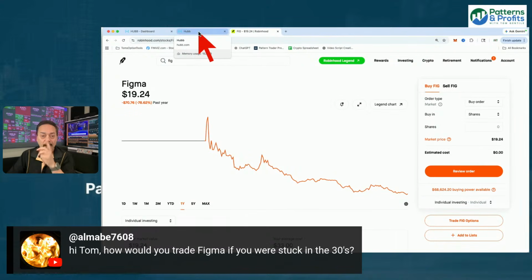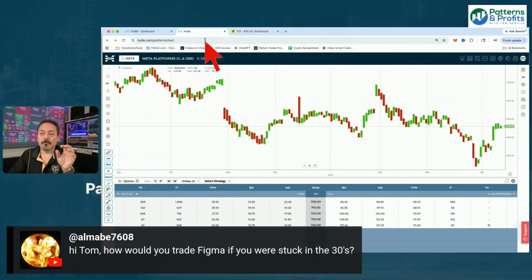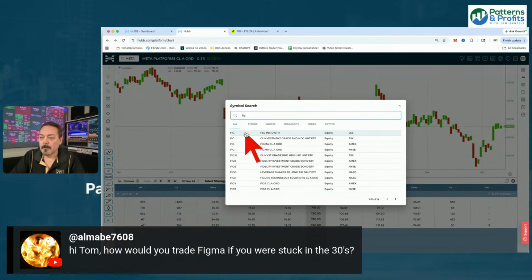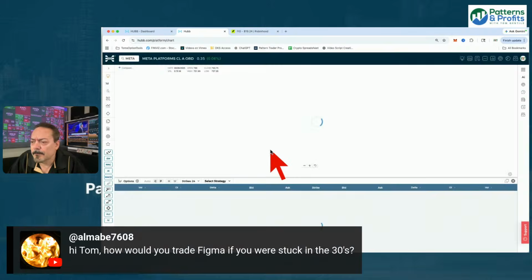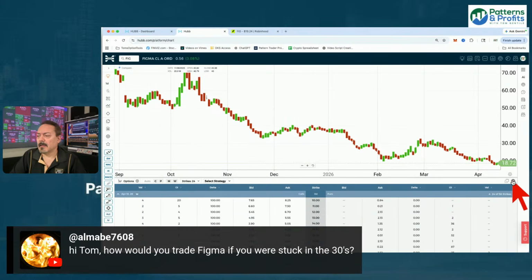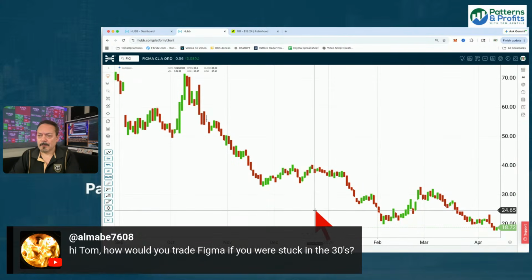You know what I haven't done, and I'm going to do this real quick, is look at Figma. I want to look at Figma, if I can bring it up here. Here's Figma on the NYSE. And I want to bring Figma up for a reason.